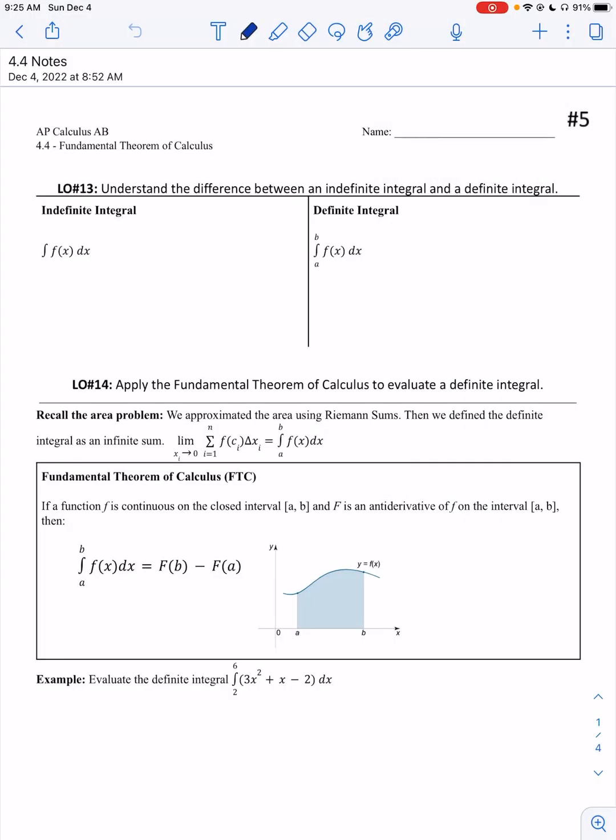Let me write antiderivative. And your answer is a function. So when you perform an indefinite integral, you are going to end up with a function rather than a number as your answer.